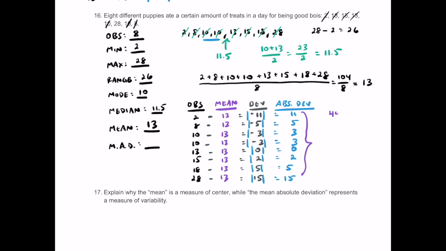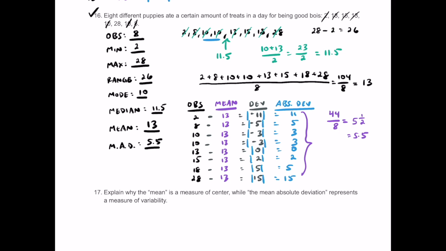So this is going to be 44 divided by how many observations were there? There were 8 observations. 8 goes into that 5 times with 4 left over, or 4 out of 8, so this is going to be 5.5. I guess it depends, right? So the MAD here should equal 5.5. There we go. All right, so 16 is now done.